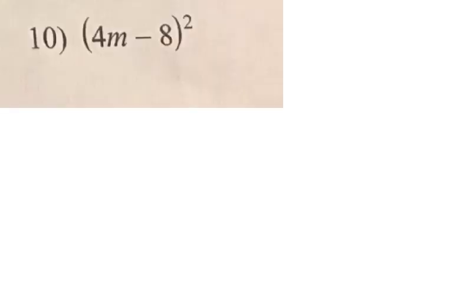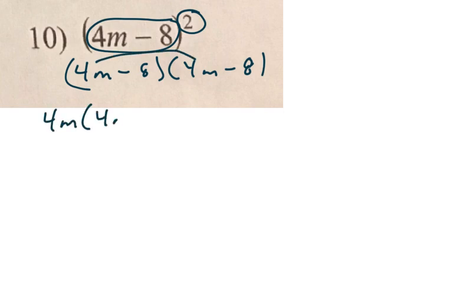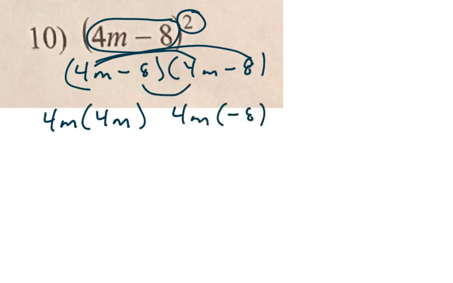Now, number 10, I want to remind you that squared means I have 2 of these. Please remember to expand it out. This is what we call expanding. We write it out. And now it's just a matter of doing the math, right? I'm doing my distributive property here. Minus 8 times 4m and minus 8 times minus 8.